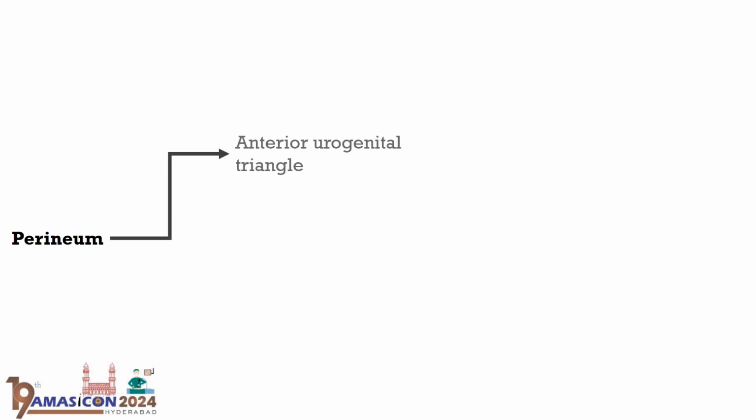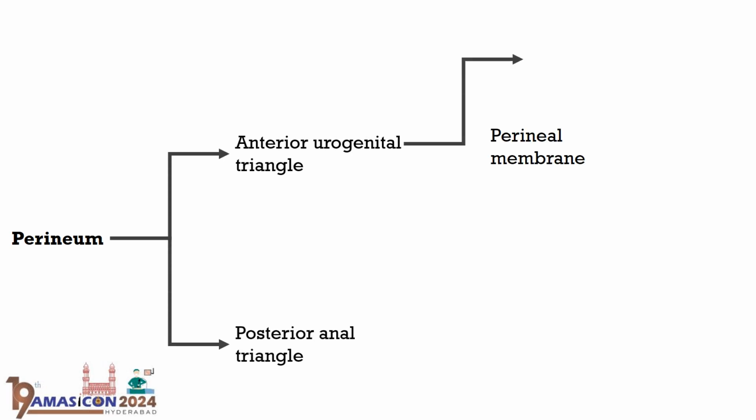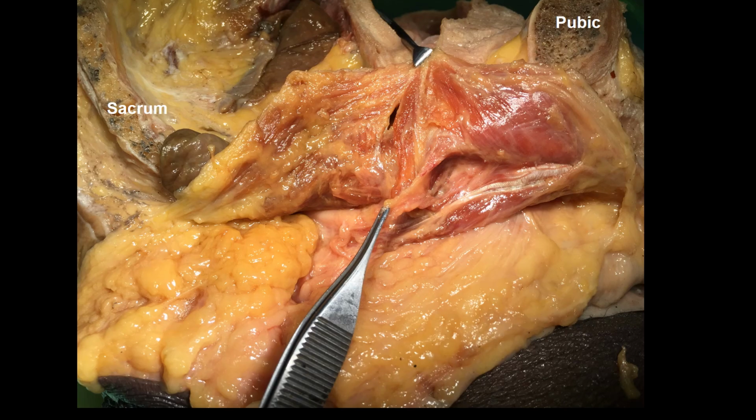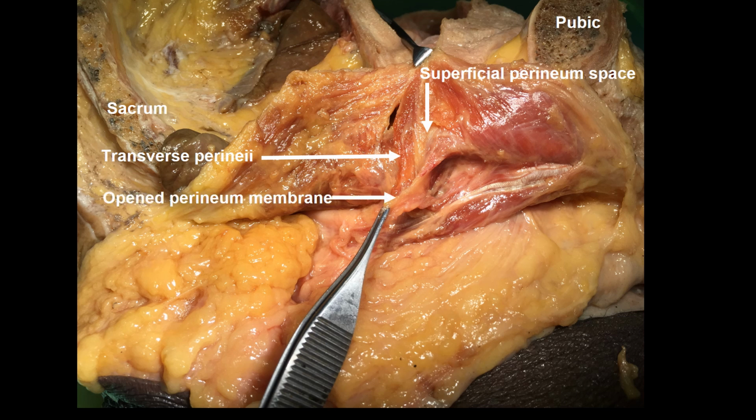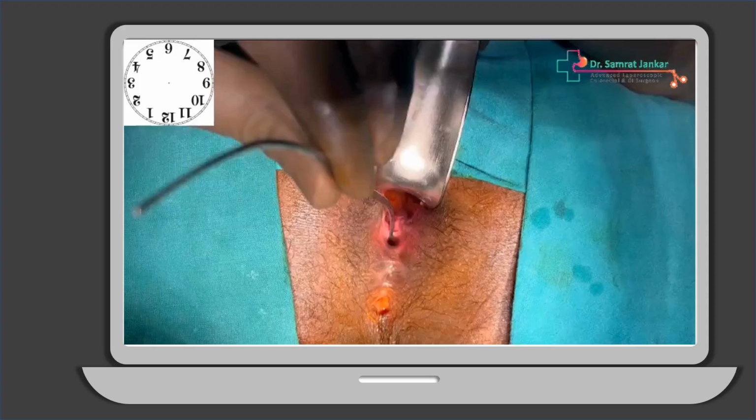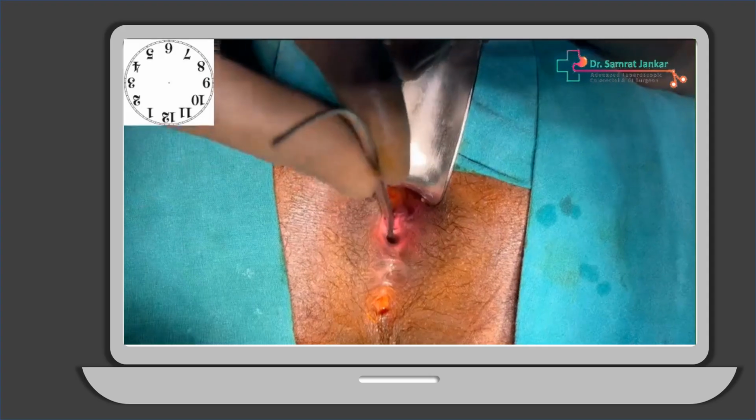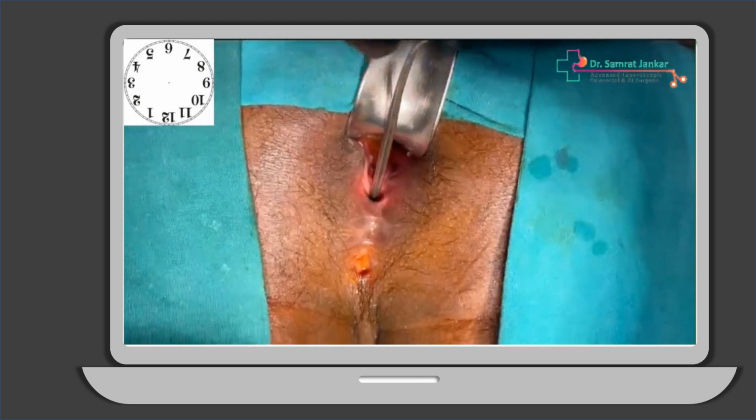Deep space: this is the perineum, with the anterior urogenital triangle and the posterior anal triangle. The urogenital triangle at the level of the perineal membrane becomes a superficial perineal space and a deep one. In the cadaver we can see the transverse perineal muscle and the superficial perineal space. The perineal membrane has been opened, and below it we can see the deep perineum. This is a male patient with an anterior high transsphincteric fistula going through the deep perineum.